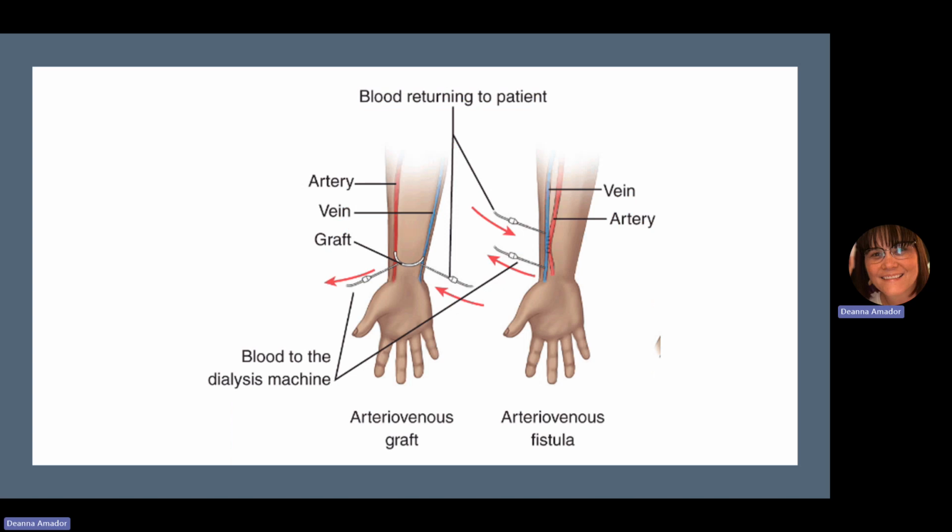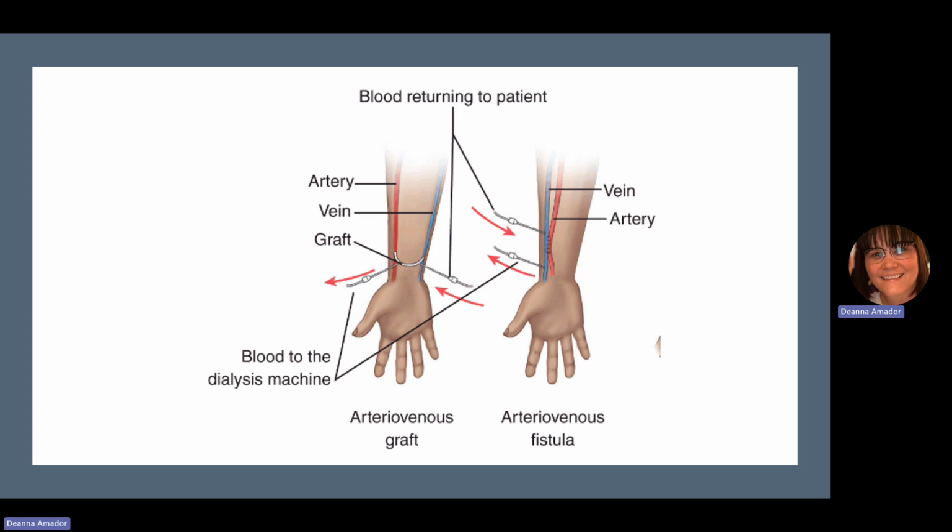Here's a slide showing an AV graft. This is your fistula, your AV fistula. So this is an option for dialysis. They have a prosthetic graft between an artery and a vein. So with these, it's important to assess them appropriately.